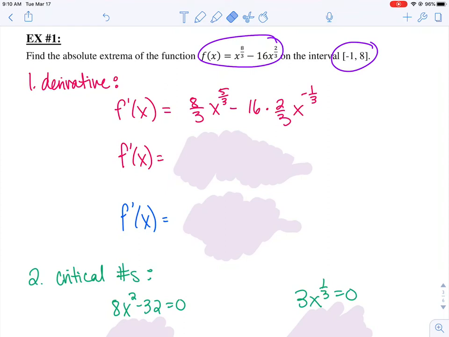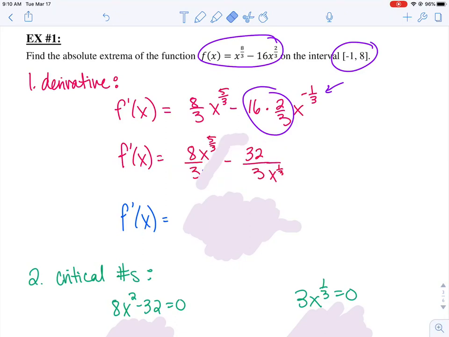Okay, so I got a derivative of 8/3 x to the 5/3 minus 16 times 2/3 times x to the -1/3. Remember, bringing your exponent forward and then subtracting 1 from your exponent. From here, I'm going to simplify a little bit. I'm going to take these fractions and put them together. I'm going to make this exponent positive, remember, by dropping it down. So again, pause the video, try it, and see if you get the same answer as I do.